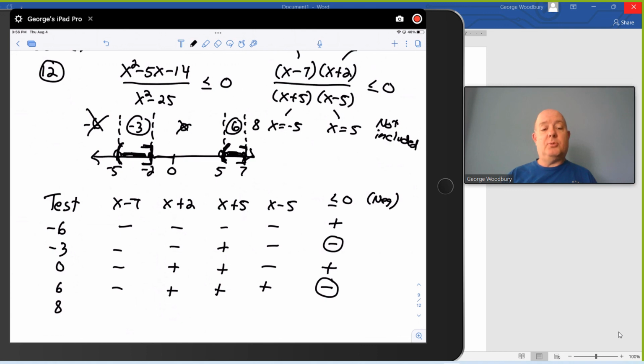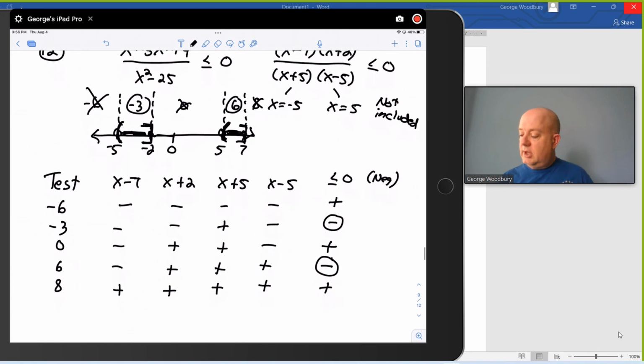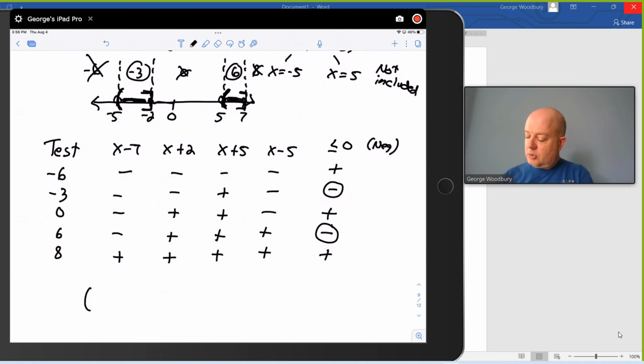How about the last test point, 8? 8 minus 7 is positive, 8 plus 2, 8 plus 5, and even 8 minus 5. All four of those were positive. Four positive factors, the result is positive, not a solution. So those two intervals from -5 to -2 and from 5 to 7, that's where my solutions are. In interval notation, parentheses, -5, comma, -2 with a bracket, union, parentheses 5, comma 7, bracket.